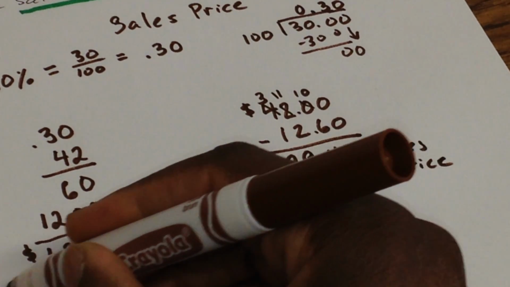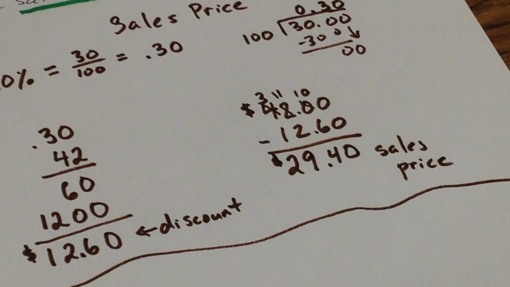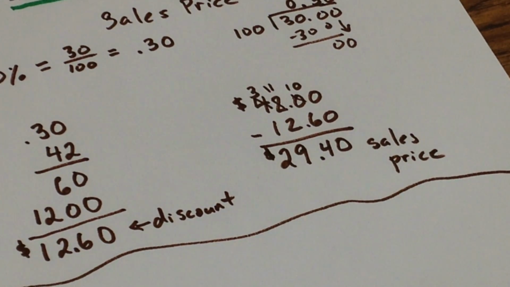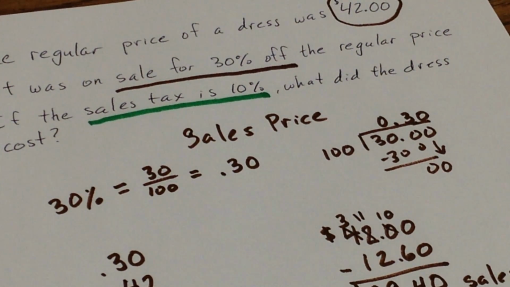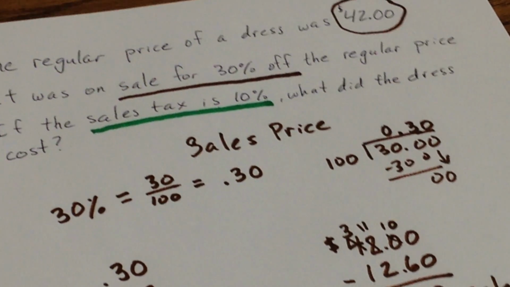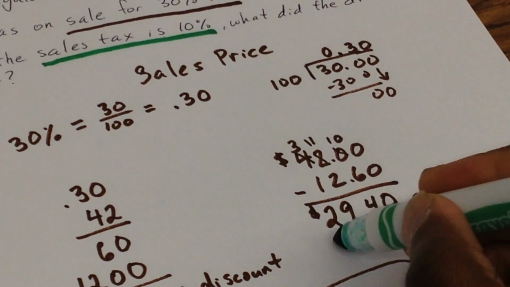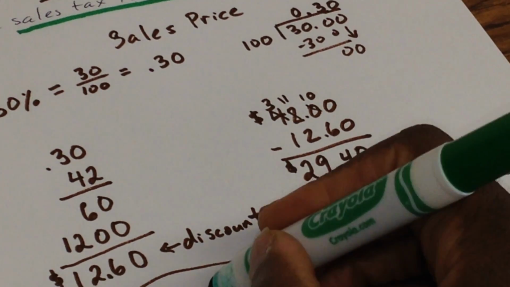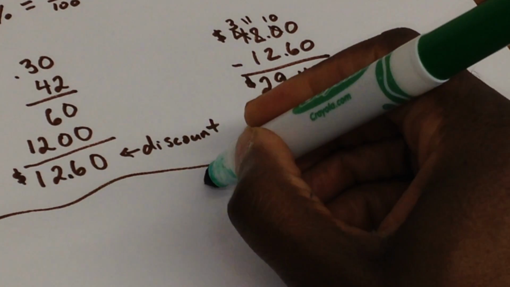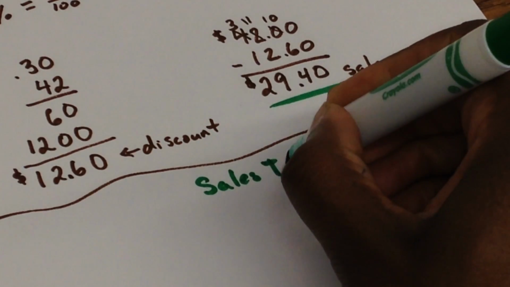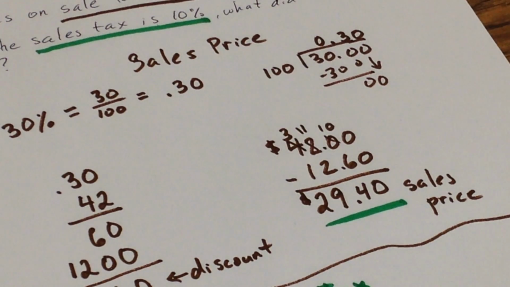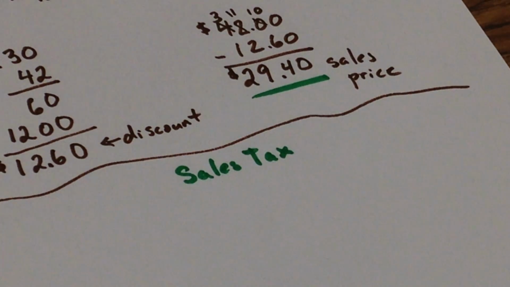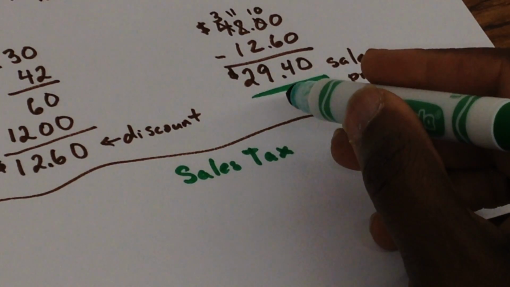So the cost of the dress is $29.40. Now that is the sales price, but let's remember, on top of the sales price, we have to find tax. So we're going to have to find out how much tax is going to be, not on the $42, but on $29.40. So now let's get sales tax, okay? What you did in the first step, you're following the same procedures that you did up here in order for you to find the sales tax, okay? But now you're going to do it with $29.40.